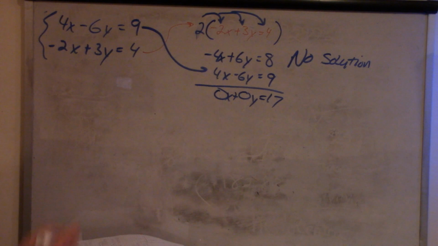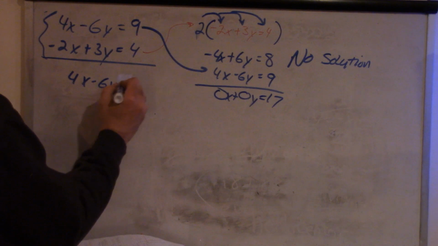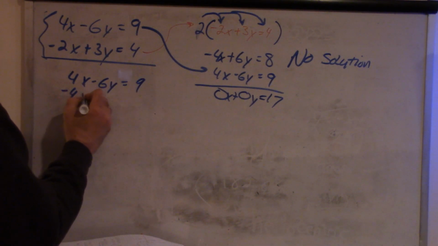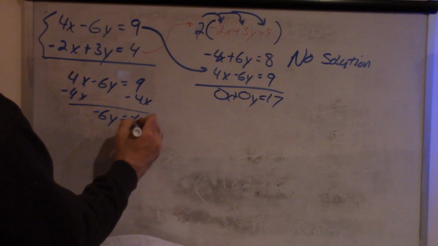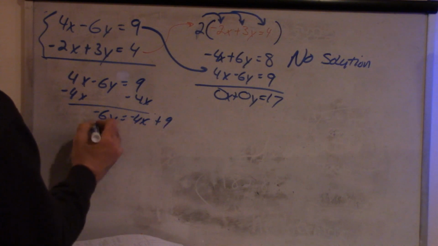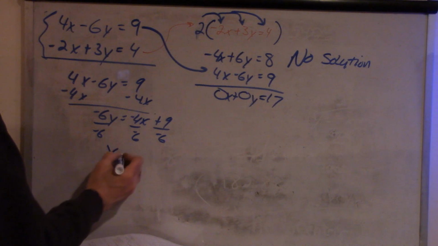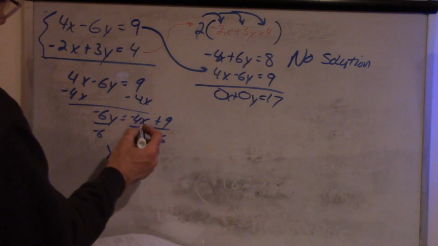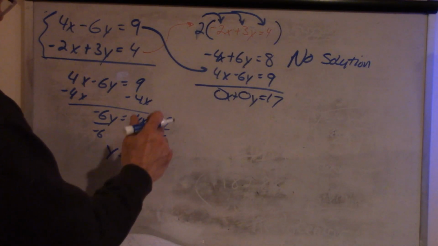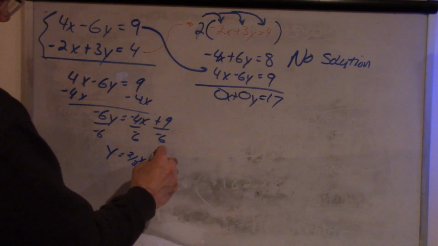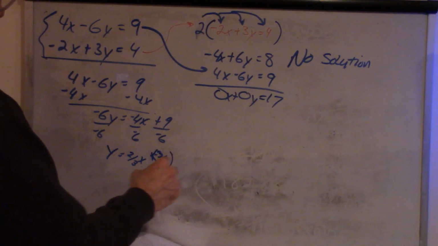If we converted these to slope-intercept, I'll take it from the beginning here. 4x minus 6y equals 9. If I subtracted 4x from both sides, I get negative 6y equals negative 4x plus 9. Divide everything by negative 6, negative 6, negative 6. I end up with y equals 2 over 3x, and then this is going to be negative 3 over 2. Okay, that's the first equation.